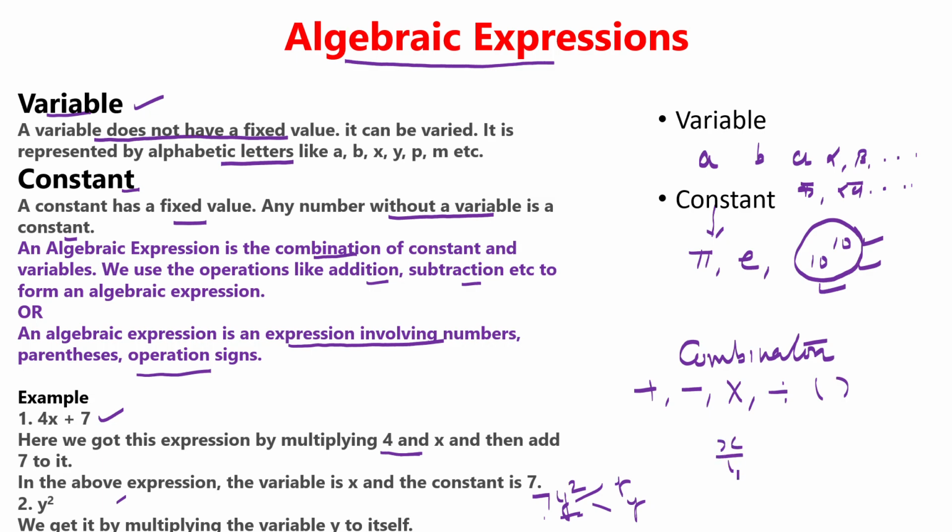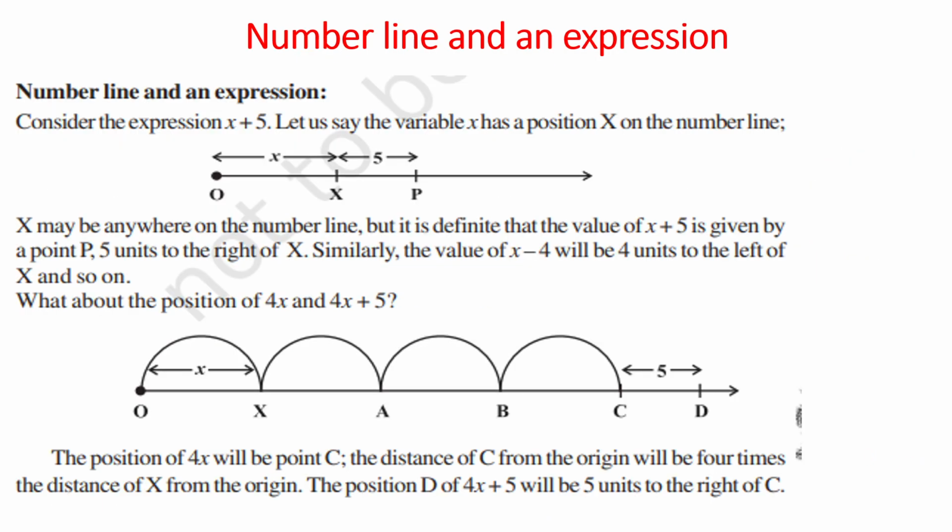Suppose x upon y plus z. Clear? This is also an example of an algebraic expression if you write it. But we are trying to avoid the denominator. We have to write only x plus z in the polynomial because a negative power is not possible. Therefore, x upon y plus z is not a polynomial. Now, we move to the next slide.